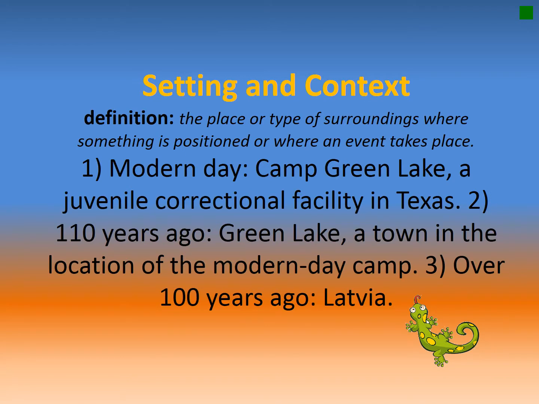Setting and context. Setting is the place or surroundings. So it's modern day, meaning it can be now. Camp Green Lake, a juvenile correction facility. Juvenile, another word for young people. Correctional, trying to get yourself correct. And a facility is a place, and it's in Texas, and they talk like this.